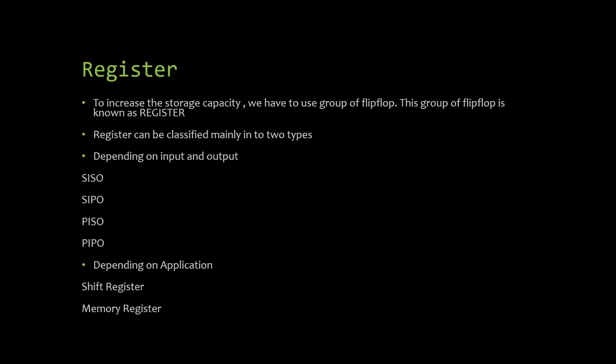And also registers can be classified mainly into two types, basically depending on the input and output and depending on the application. Okay. So here, depending on the input, we can name them as SISO, SIPO, PISO, PIPO. Here, S is serial and P is parallel. And also depending on the application, we can see shift registers and memory registers. So that's all about the registers.